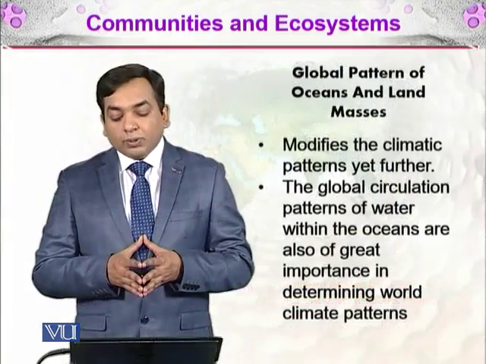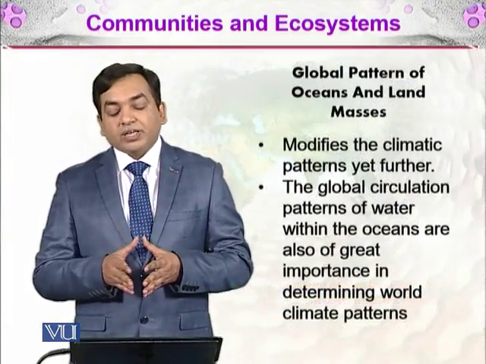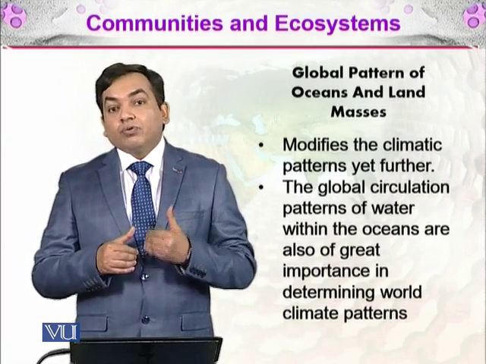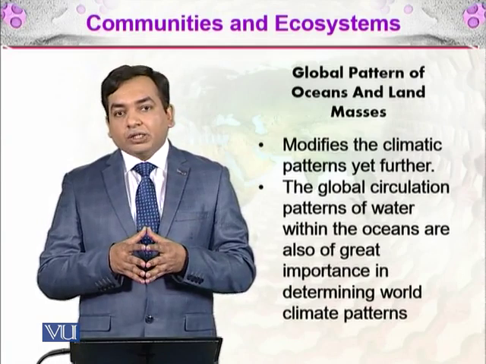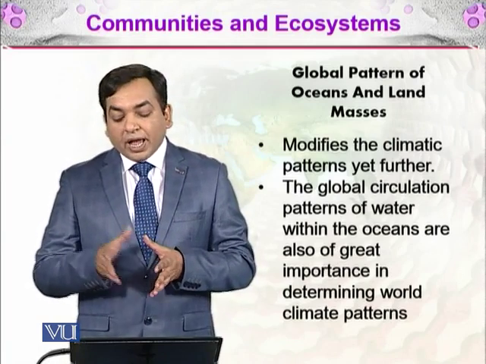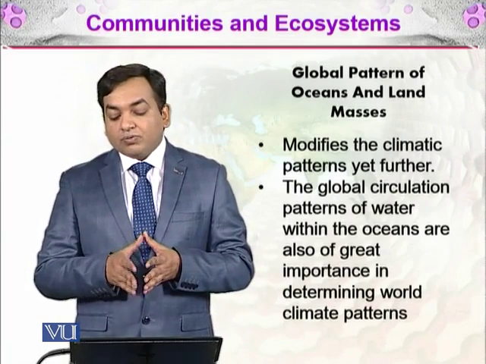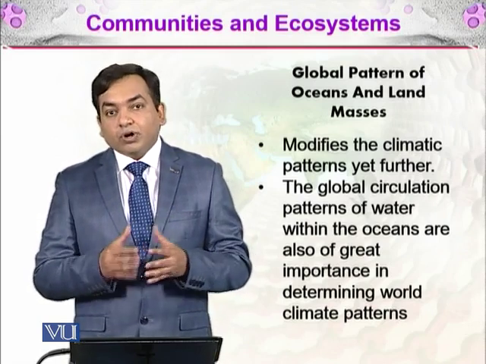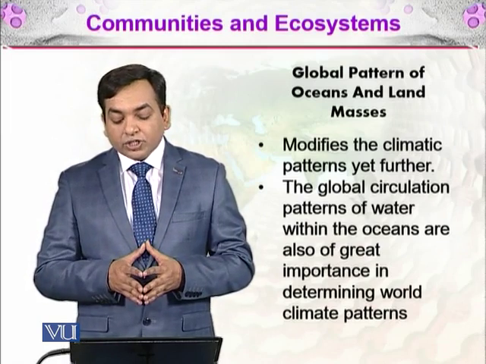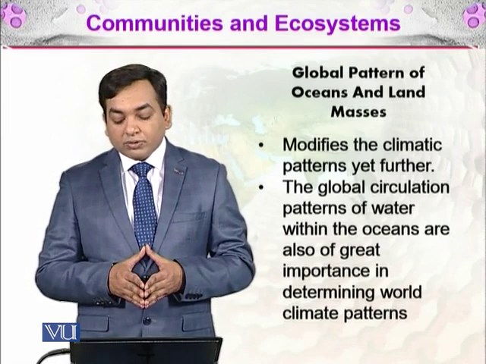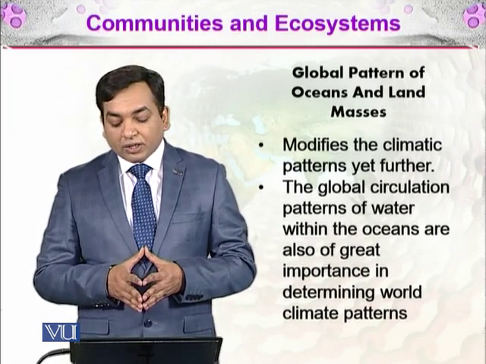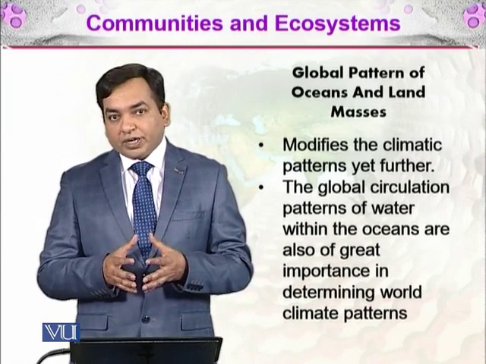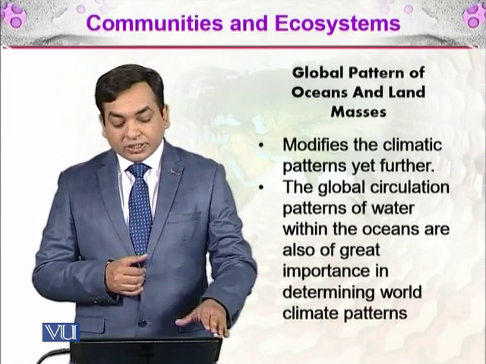Then there are the global patterns of oceans and land masses, and these also modify the climatic patterns further. So, there is altitude, there is latitude, and then there are the global patterns of ocean and land masses. These further modify the climate. The global circulation pattern of water within the ocean is also of great importance in determining world climate patterns. So, there is water movement inside the ocean as well.